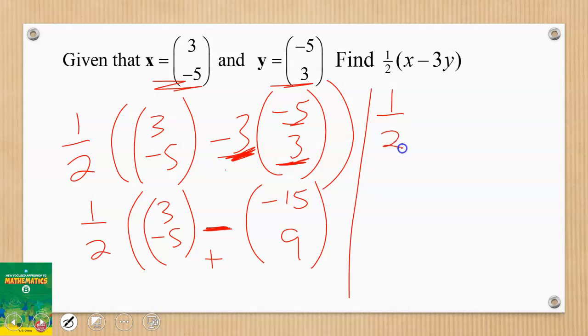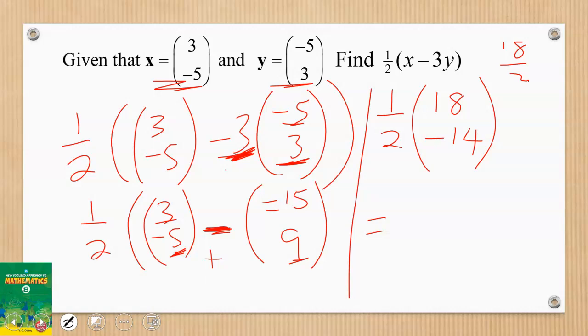So I have my half outside the bracket. Now I'm going to say 3 minus negative 15 will be 18, positive 18. Then -5 minus 9 will give us -14. So now we are going to multiply by the half. Half times 18 means I'm doing 18 divided by 2. That's what it means. And so that will give me 9. Then half times -14 also means I'm doing -14 divided by 2, and that will give me -7. And so (9, -7) becomes the result to this question.